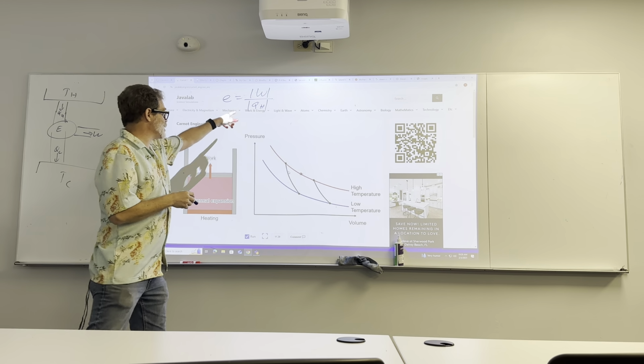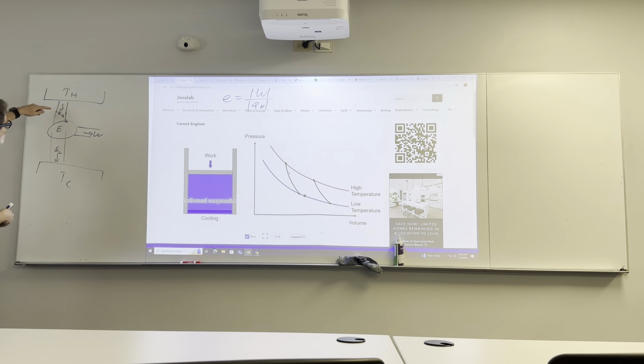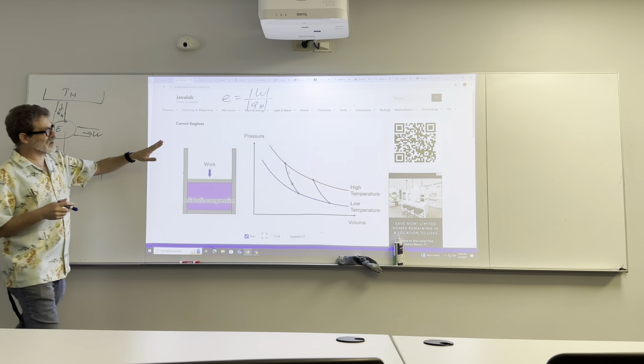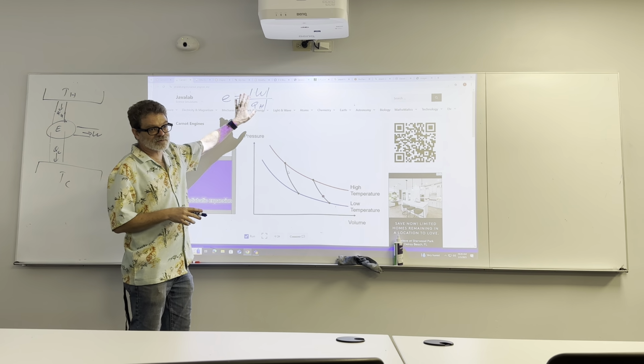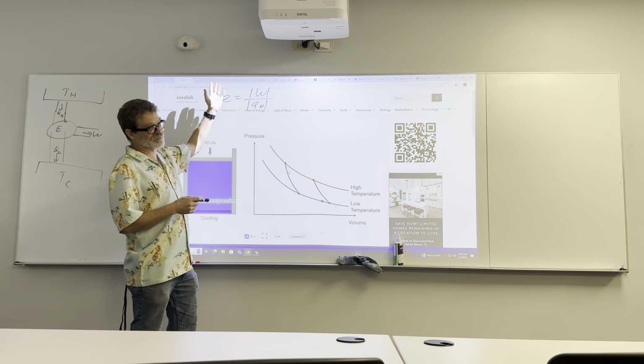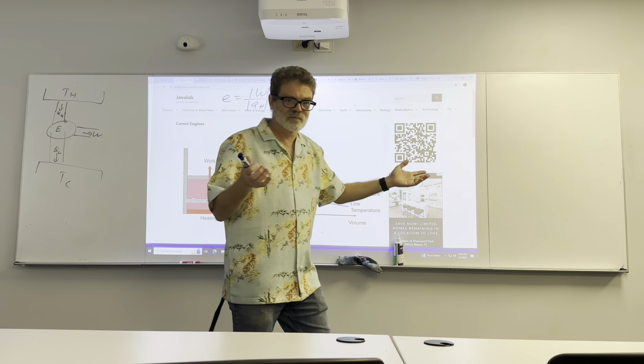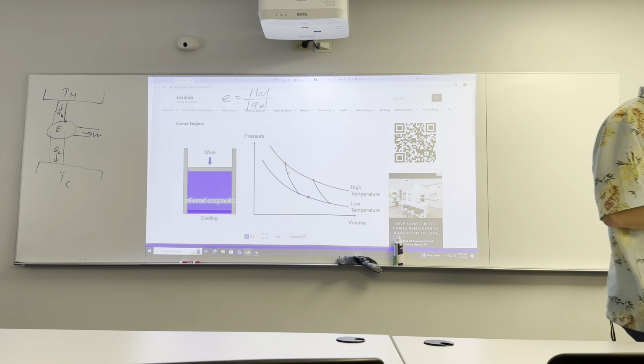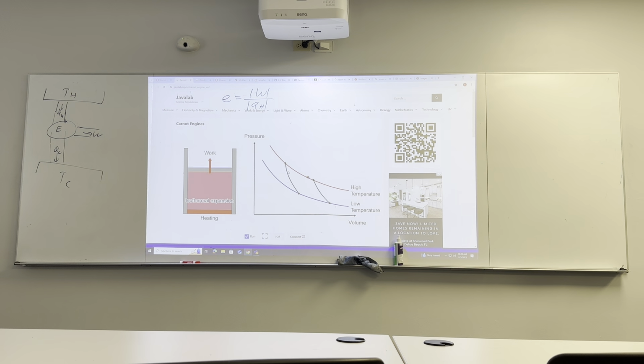Now notice I'm using absolute values here because this is negative because it's coming out and this is positive because it's going in. So I'm going to put absolute values around this so that it's a positive number, right? So this is a ratio. It's a decimal. All right, does that make sense to everybody? That's the efficiency of the engine.